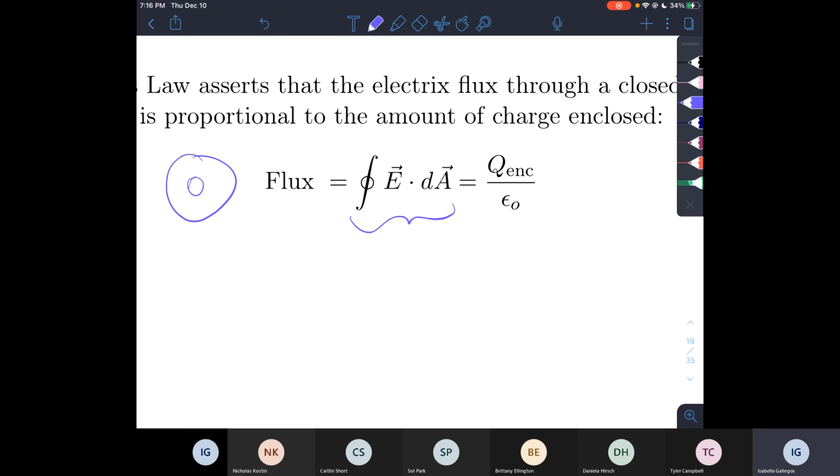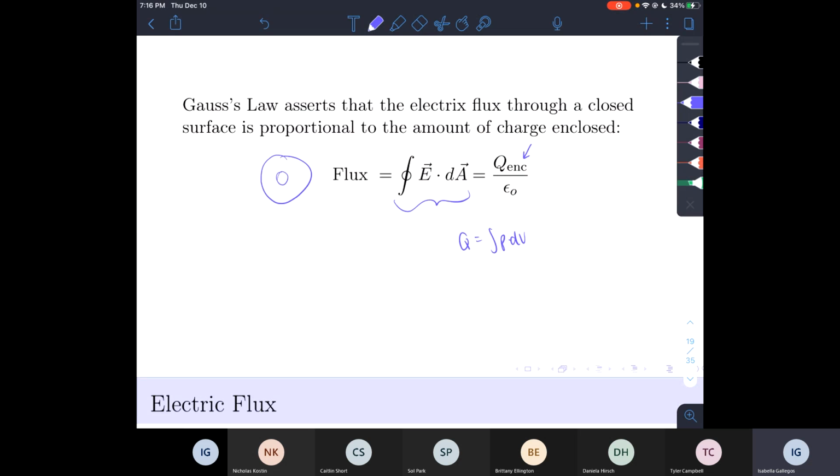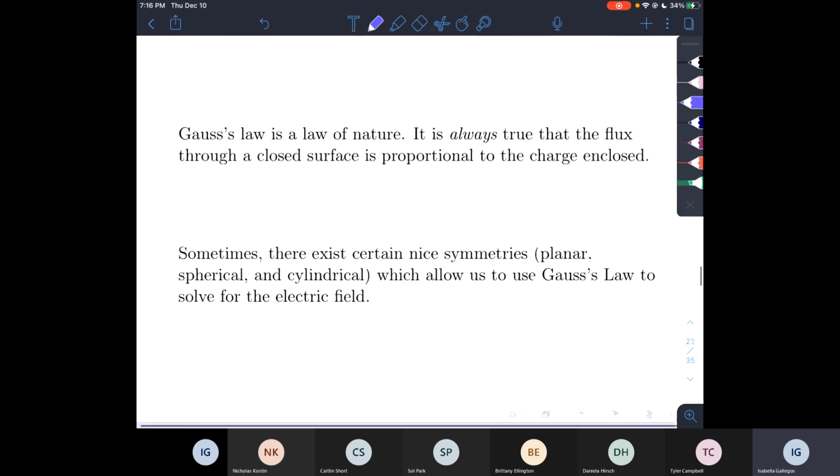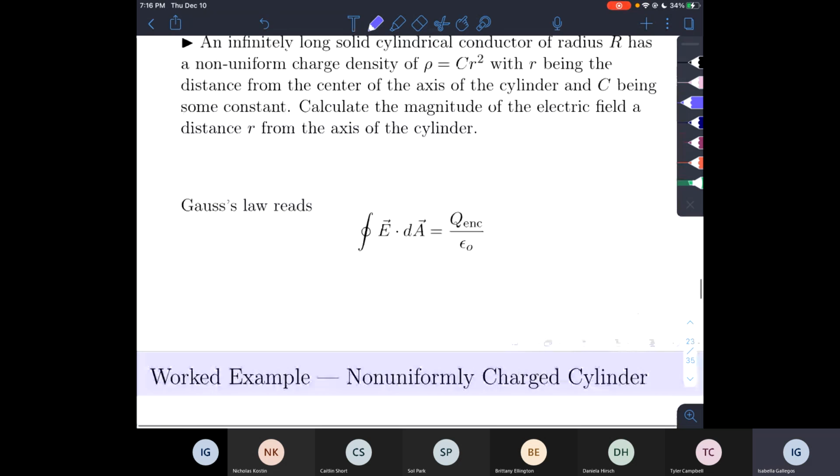And then the right-hand side is where you have to be a little more careful, because that Q enclosed deals with your charge distribution, so that's when you have a different radius. That's where you have to be more careful when you're integrating rho dV in this case. But we can go over that in a problem later if y'all want. That's just the big picture of what we're working with in Gauss's law.